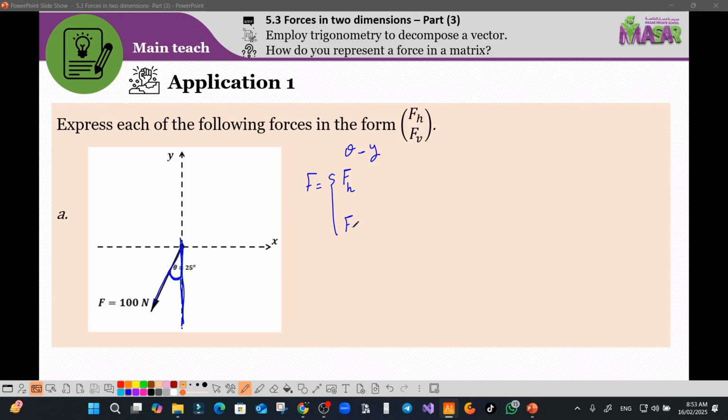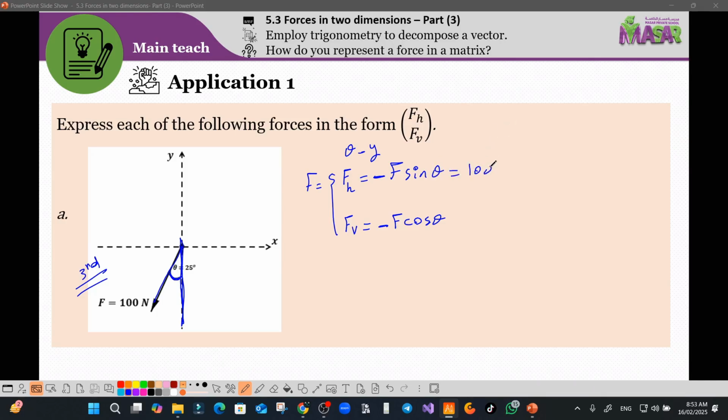Let me write here F, and we decompose it into Fh and Fv. Now this is the third quadrant. Everything is negative here, so negative, negative. Since this is y type, the F cosine should be applied for the vertical component, and directly we write F sine theta for the horizontal component.